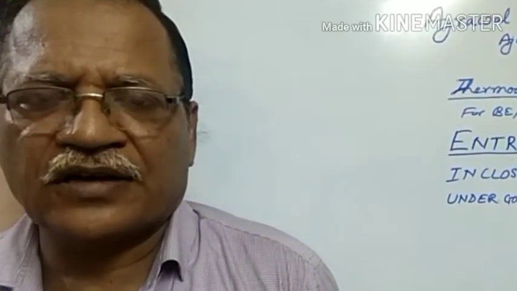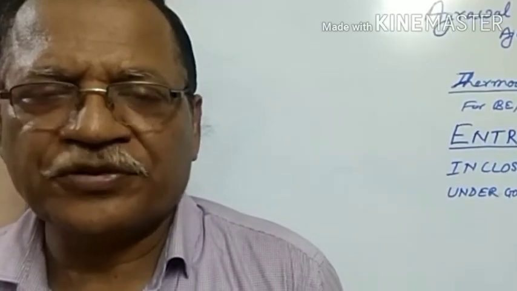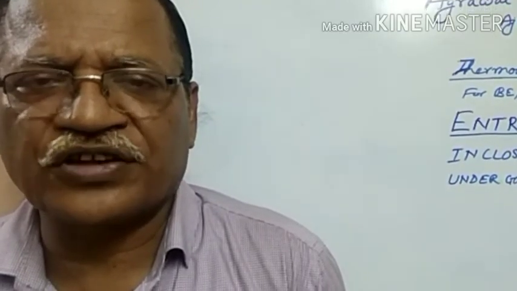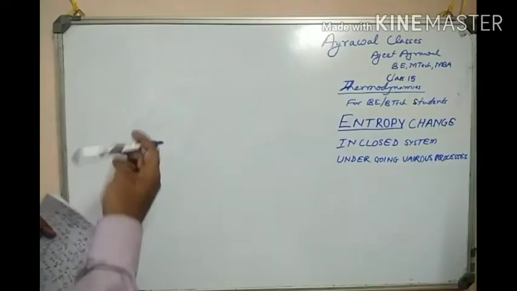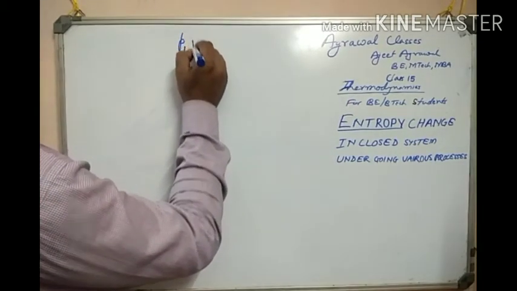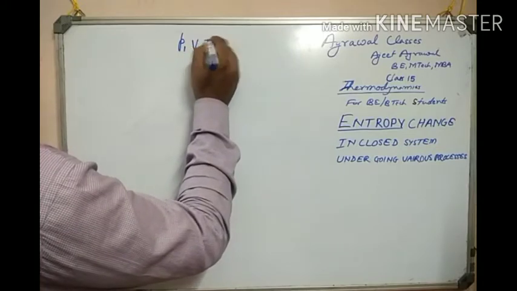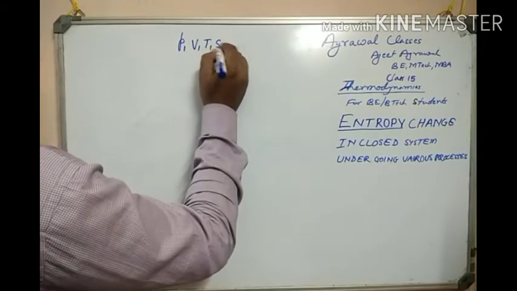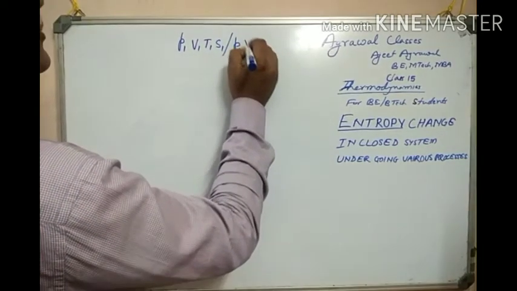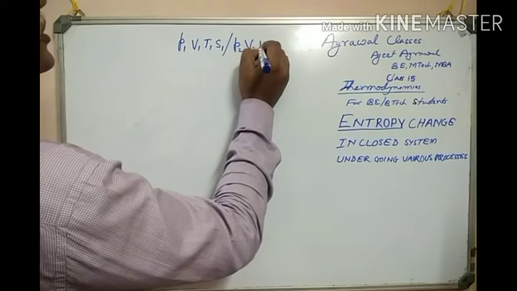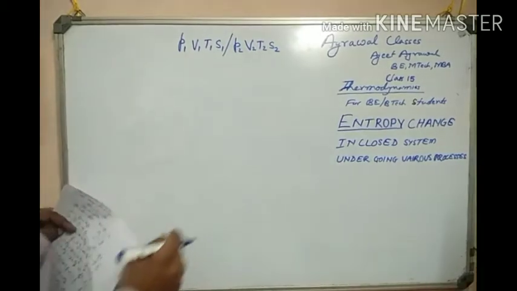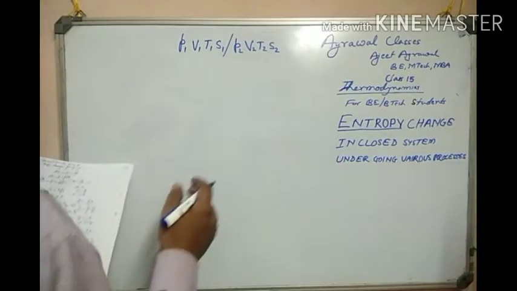Today in the 15th class, we will discuss the entropy change during the various processes in a closed system. For all the processes, we will take P1 as the initial pressure, V1 the initial volume, T1 the initial temperature and S1 the initial entropy. And P2 is the final pressure, V2 the final volume, T2 the final temperature and S2 the final entropy. This we are going to consider in all the processes.